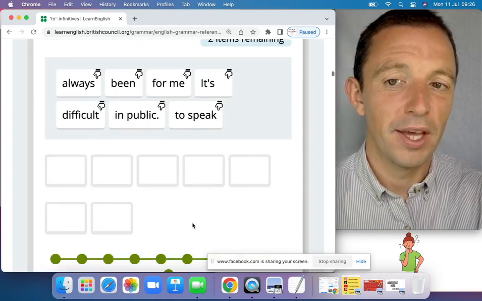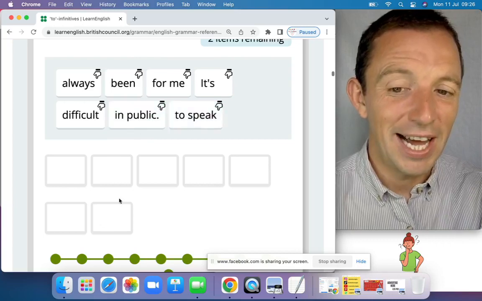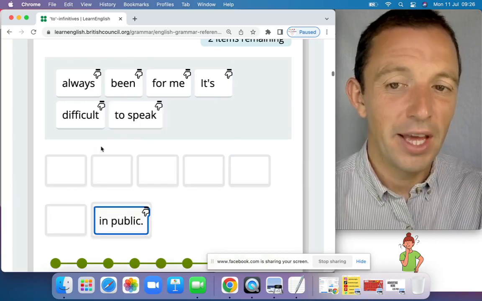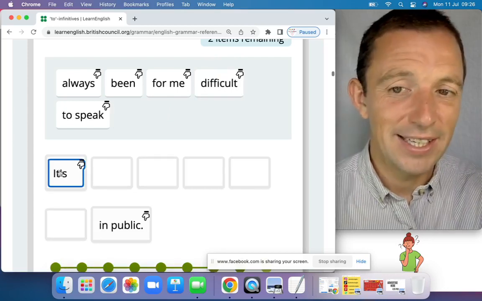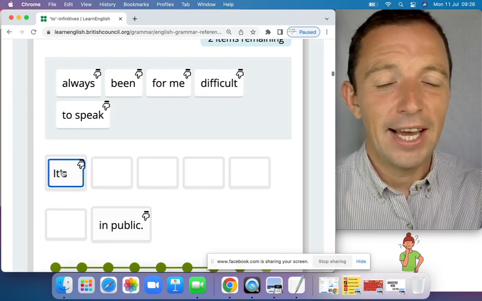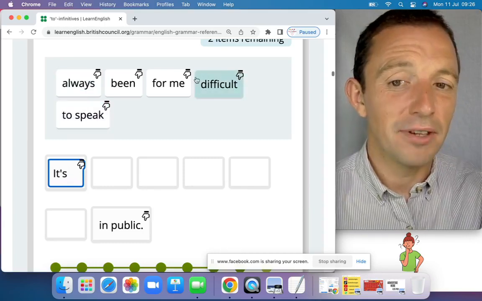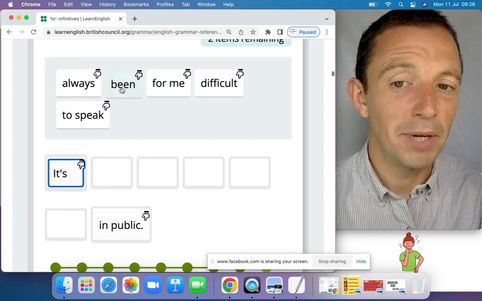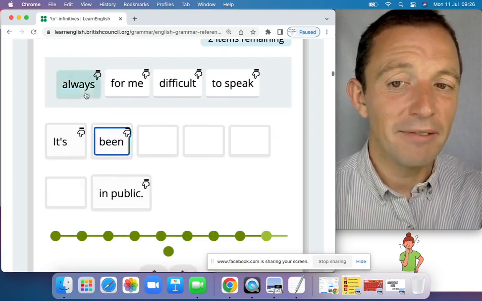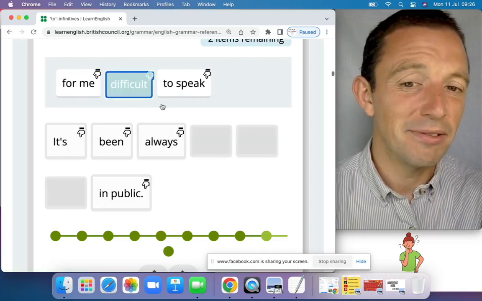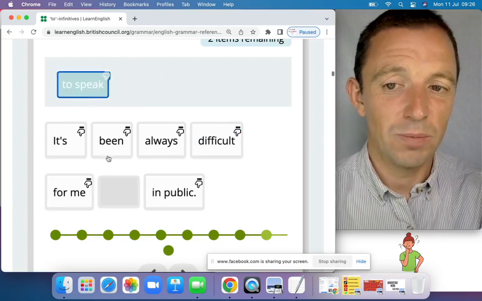Two more. Always been, for me, it's difficult in public to speak. The last word is in public. The first word is the capital letter, it's. That is the subject, it is or it has. Maybe it is always difficult for me to speak in public, but we have been, therefore it's probably it has been. Adverb, always, it has been. Adjective, always difficult, plus the infinitive or this object, for me to speak in public.